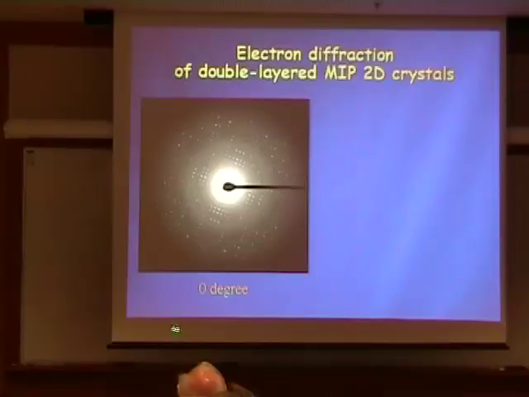And so when we do electron diffraction at 0 degrees, we get very nice diffraction all the way out to 3 angstrom this time.